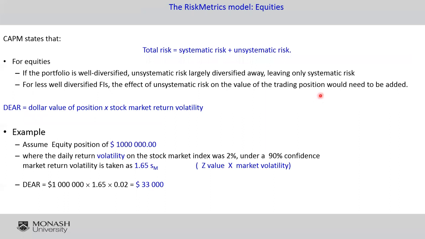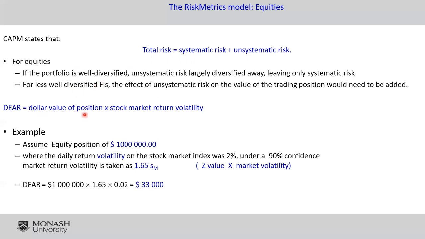So for less well diversified positions, the effect of unsystematic risk on the value of the trading position would need to be added. If you look here, of course, for diversified positions we can largely get rid of the unsystematic risk, and this is the systematic. So both of them have to be added. If the unsystematic risk is really eliminated, then we will be left only with the systematic risk.